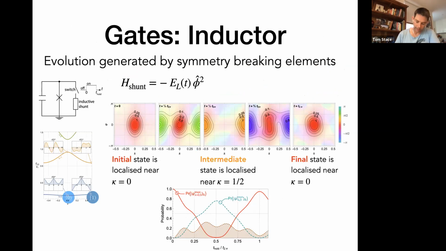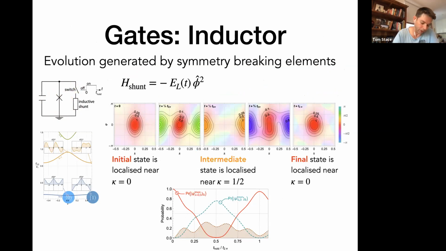So on the left here, I've got the transmon circuit, a capacitor and a Josephson junction, and I want to think about shunting an inductive element by switching that inductive element in and out of the circuit.